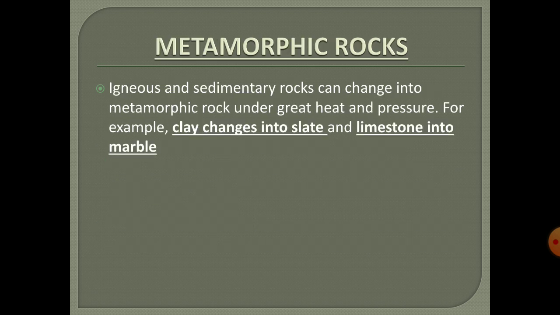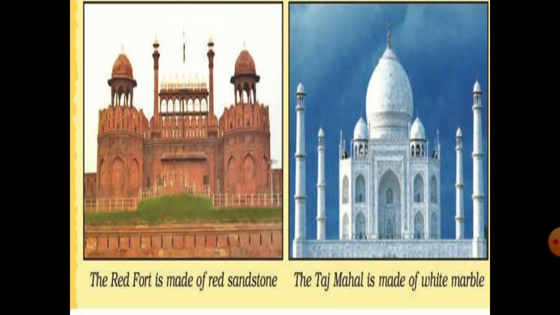Now, metamorphic rocks. Sometimes igneous and sedimentary rocks can change into metamorphic rocks under great heat and pressure. For example, clay changes into slate and limestone into marble. Now, in front of you there are two pictures. First, the Red Fort. The Red Fort is made of red stones and sandstones. The Taj Mahal is made of white marble.